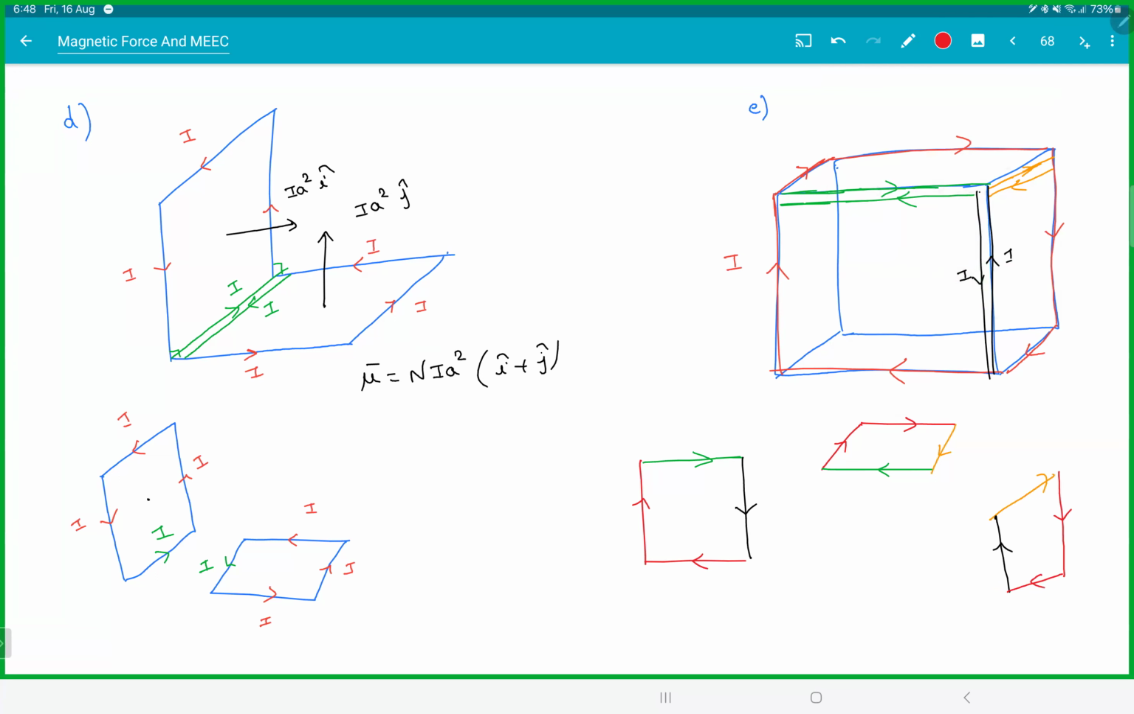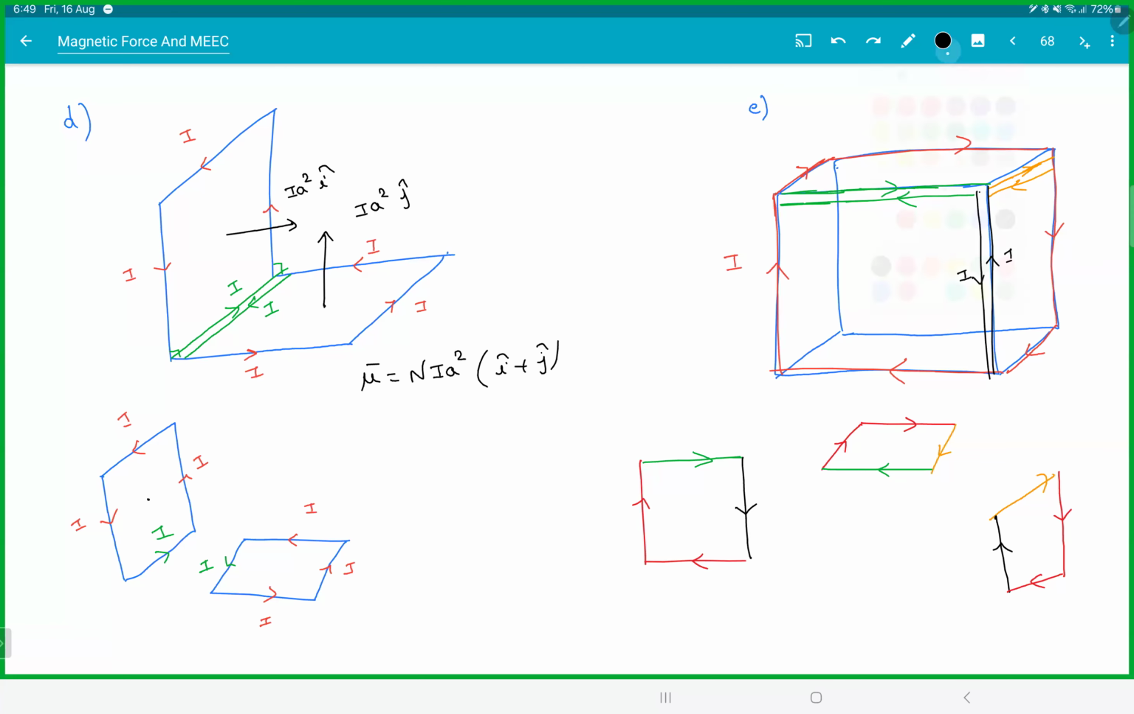You can see, everyone will have two red ones. So these guys will share a green one. These two guys will share an orange one, and these two guys will share a black one. So we created loops. So this one, it is going into the plane.